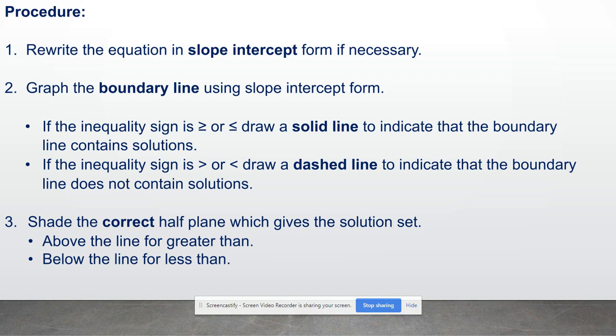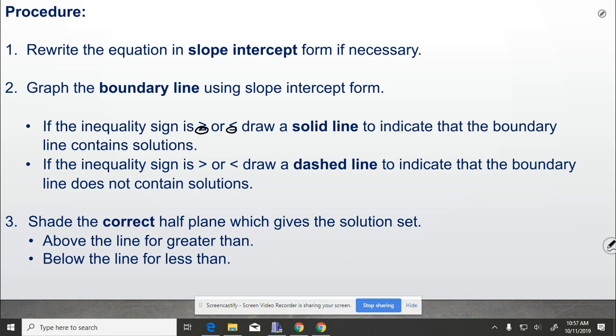First, you want to rewrite the equation in slope-intercept form if necessary. Second, graph the boundary line using slope-intercept form. If the inequality sign is greater than or equal to, or less than or equal to, draw a solid line to indicate the boundary line contains the solution, and that's because of the equal sign. So if you have an equal sign, you're going to have a solid line.